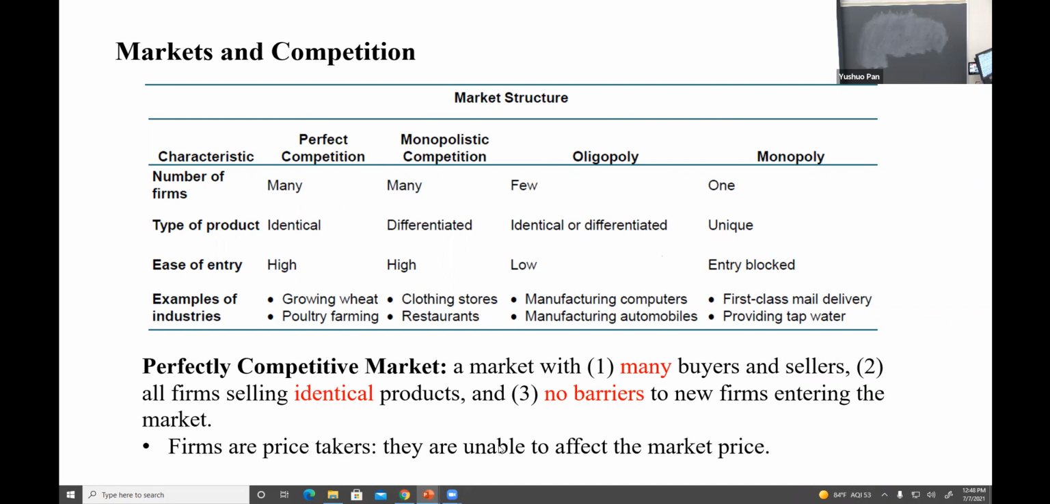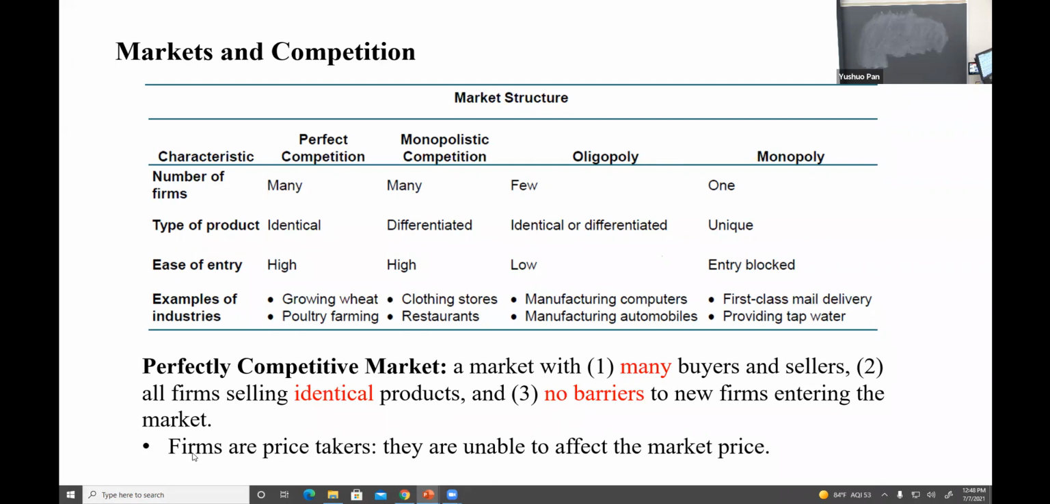It's a market with many buyers and sellers. All firms are selling identical products. All products should be the same as each other. You cannot tell the difference between different stores, different producers, different sellers. There are no barriers to new firms entering the market, which means anyone who wants to do that business can enter. No barriers, alright? So three requirements, not assumptions, requirements.